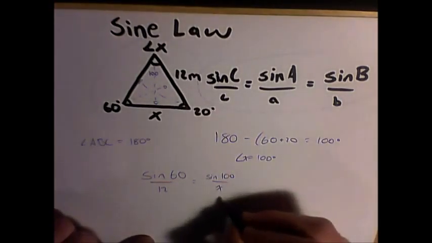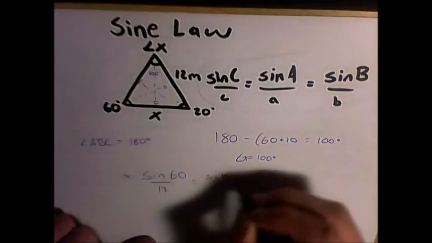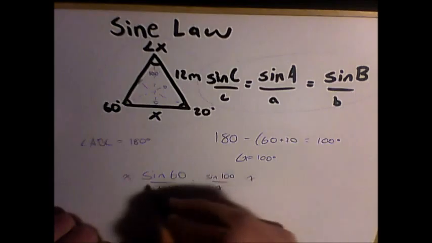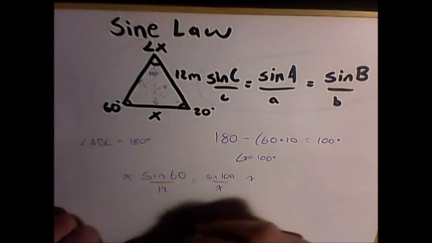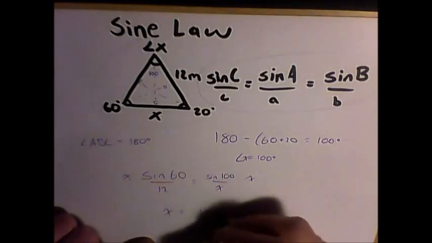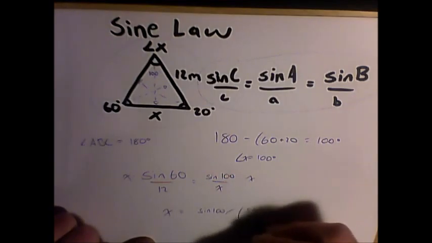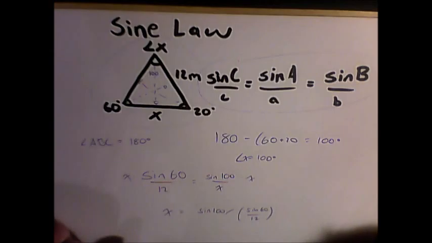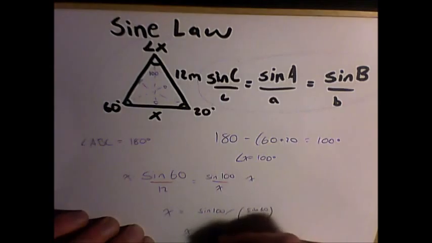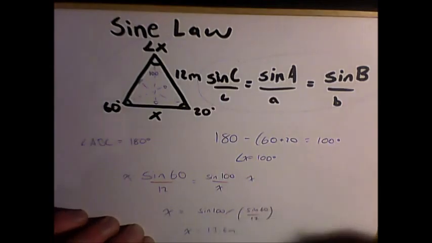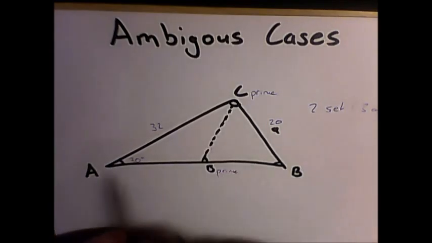To solve this, you can use cross multiplication, but I prefer to multiply both sides by x and divide out our sine 60 over 12. I know it's not very nice, but we're left with x is equal to sine 100 divided by (sine 60 over 12). And so we find x to equal 13.6 meters.